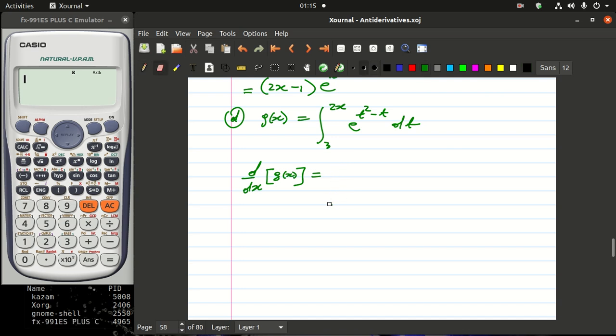You have to take the derivative on both sides. So I have to take d/dx on both sides. And then you have a 3, and then you have a 2x there, and then you have an e raised to t squared minus a t, and then you have a dt. And then when it comes to this one, we have g prime of x.